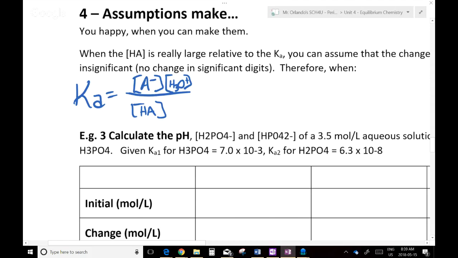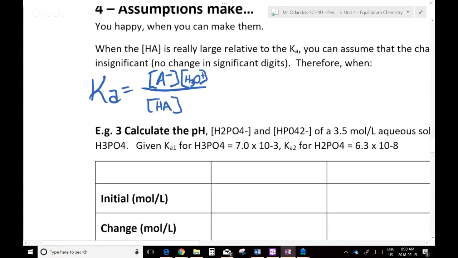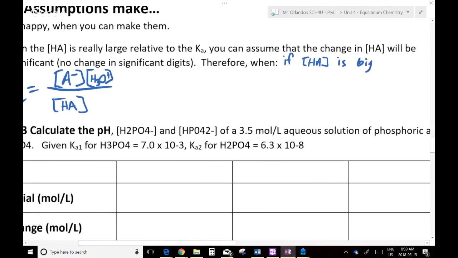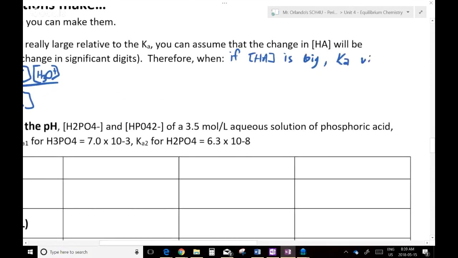Very good. Now, here is, since this is true, one thing we can say is this. If HA is really big, Ka will be small. Does that make sense?